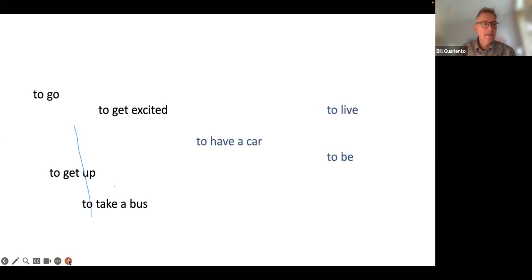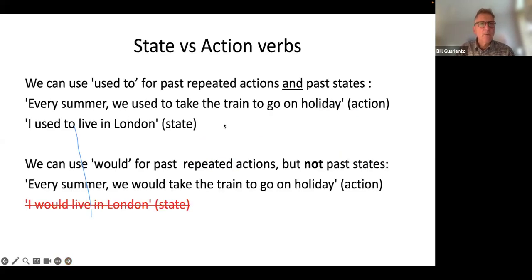Excellent. Okay. So to summarize what Mice said, state versus action verbs, we can use used to for past repeated actions and past states. Every summer we used to take the train. I used to live in London. That's the second, a state. But we can use would for past repeated actions, but not for past states. So every summer we would take the train to go on holiday. It's an action. I would live in London. No, no, no. That's a state.